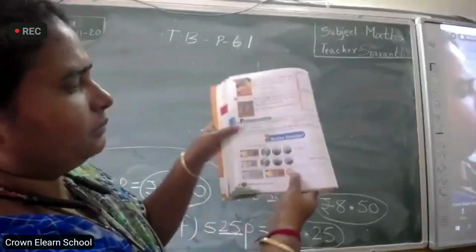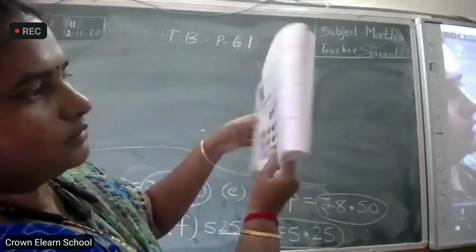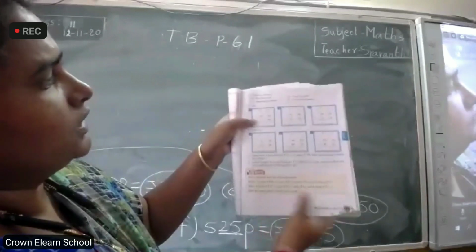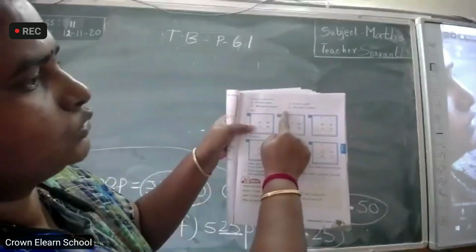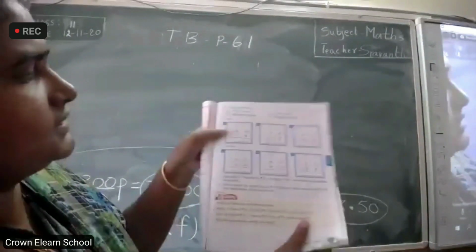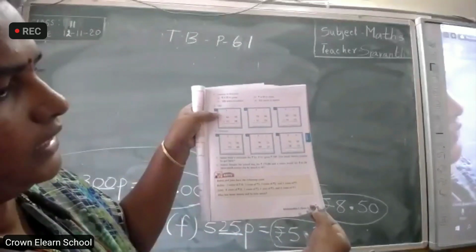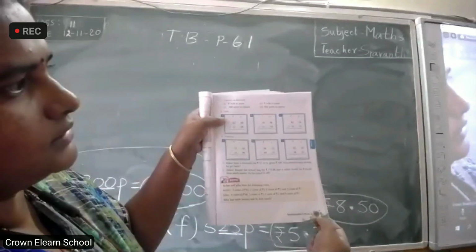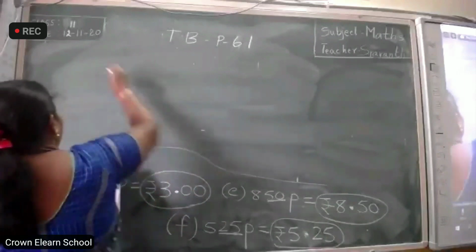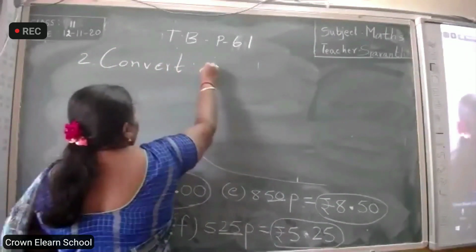Here already I made you do Review Exercise Roman number 1. Page number 61. Here you have only 4 sums. Let us do that. Convert as directed. Page number 61, second Roman. Convert as directed.